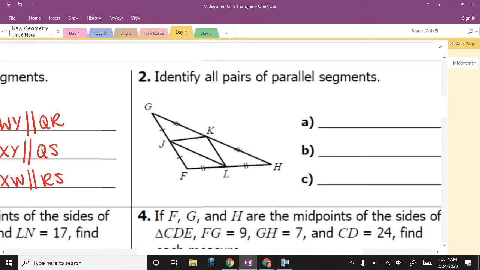Y'all try number 2. Set each mid-segment parallel to the segment that it's parallel to. Any questions on these? And you can go in any order, as long as you do all 3 pairs.